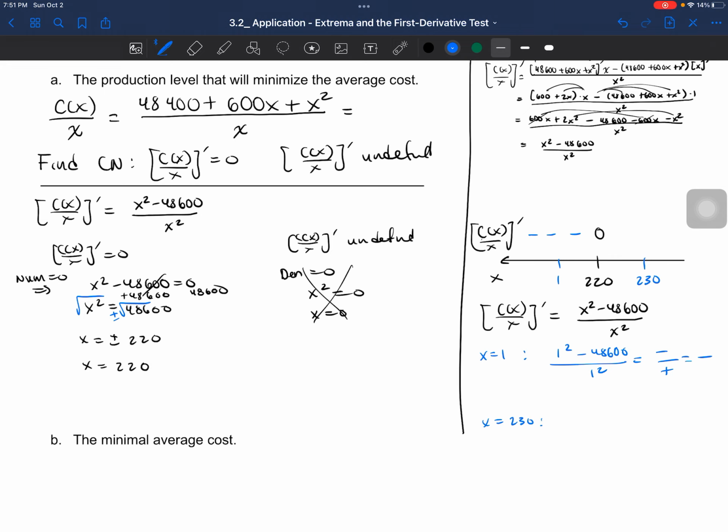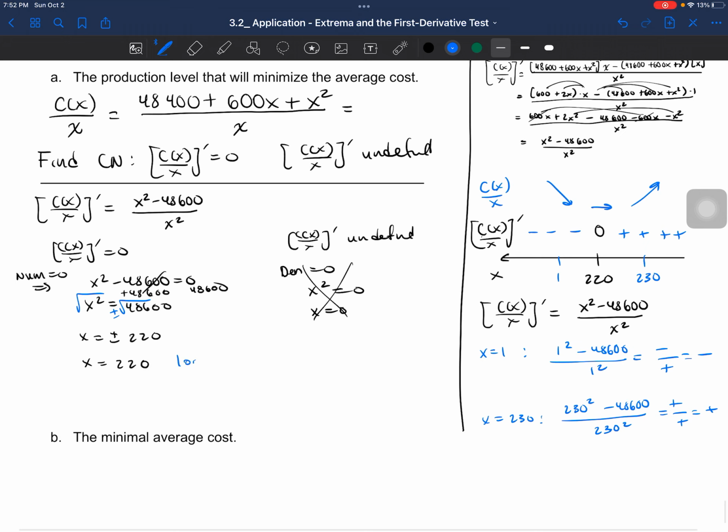For x equals 230, this will be 230 squared minus 48,600 over 230 squared. The bottom part will be positive and the top one will actually be positive. So this will be a positive over positive, so this will be positive. So the original average function here will be decreasing and then increasing, which means it's a local min. So here we have the location of a local min, right?